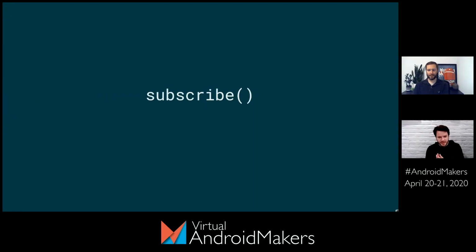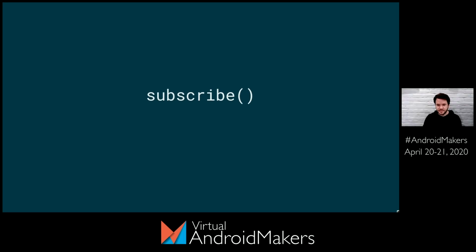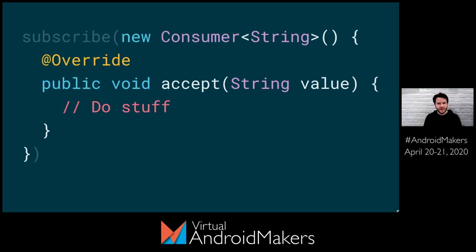So we want to start with a story. Take the subscribe method. Now we use it for RxJava. The RxJava portion of that is not really relevant. All that you need to know about this is that it takes a callback. The callback gives you just a value and then you can do something with it.